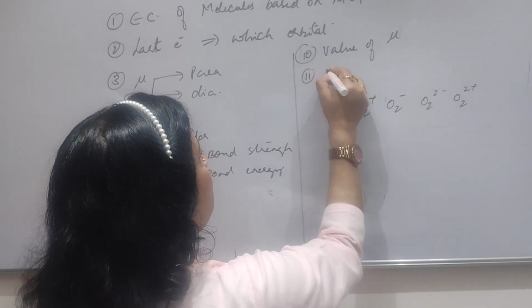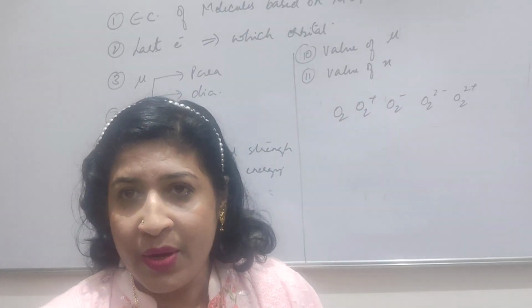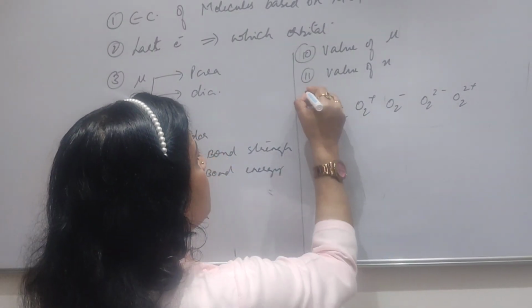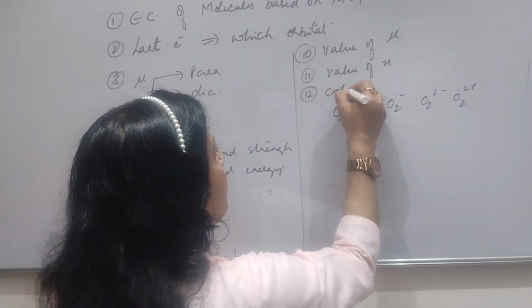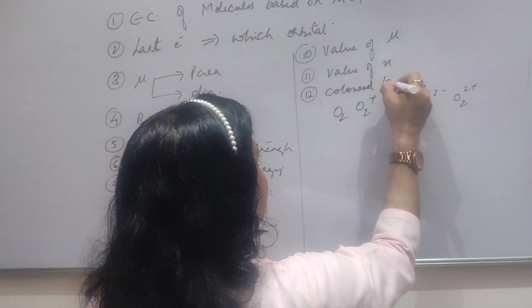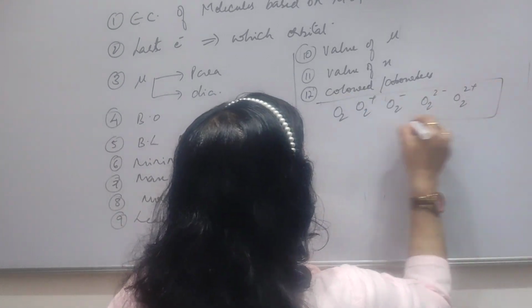Or they may ask you what is the value of N? N is nothing but the number of unpaired electrons. Or they may ask you whether the molecule or ion which is being given is colored or colorless.